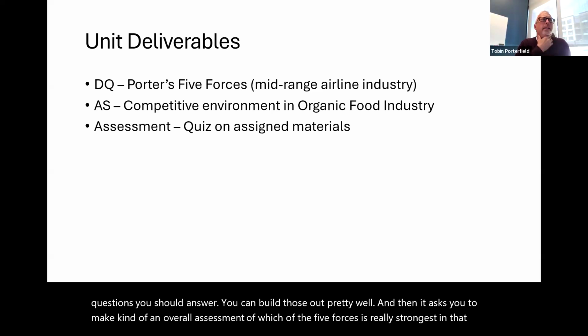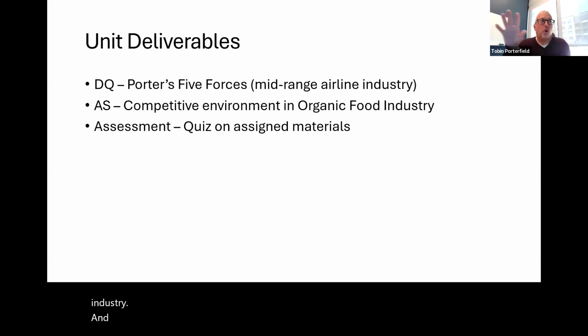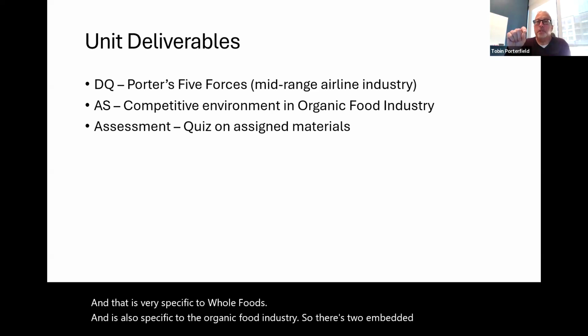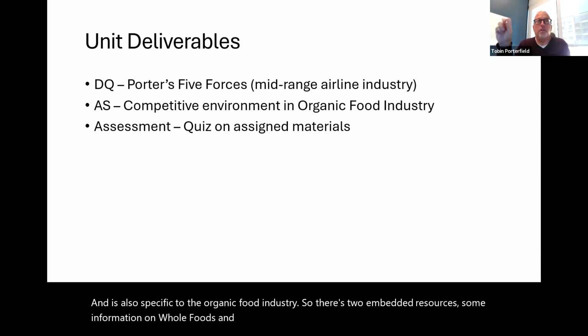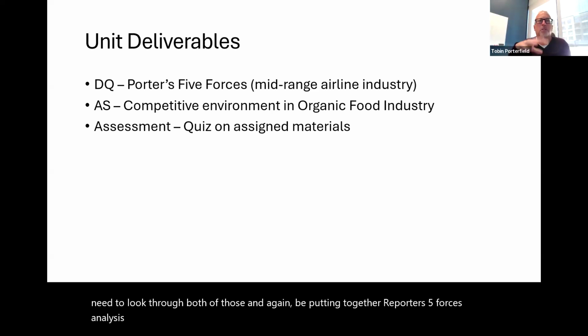The assignment this week is a competitive environment evaluation of the organic food industry. That is very specific to Whole Foods, and it's also specific to the organic food industry. So there are 2 embedded resources, some information on Whole Foods and some information on the actual organic food industry. You need to look through both of those, and again, put together a Porter's 5 forces analysis of that situation, but you have much more time to work on that.